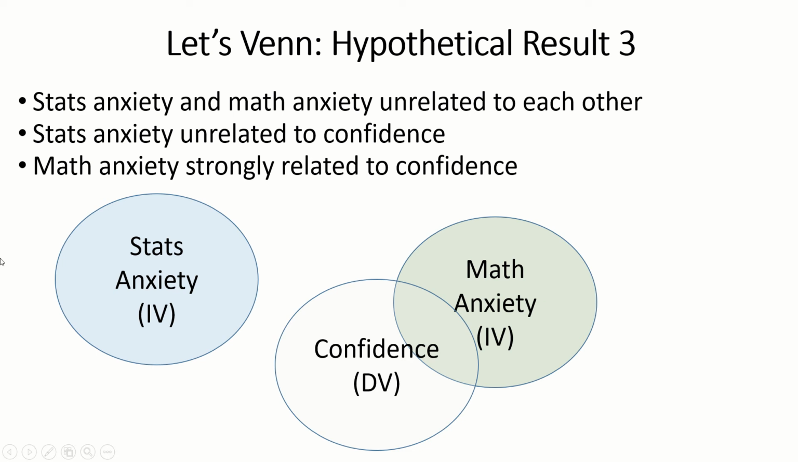And so your Venn diagram should look something like this, where there is no overlap between stats anxiety and math anxiety, because they're unrelated to each other. The R would equal 0. Here, stats anxiety is unrelated to confidence, so no overlap between those two. And then math anxiety and confidence are strongly related, so there should be a good amount of overlap between those variables.